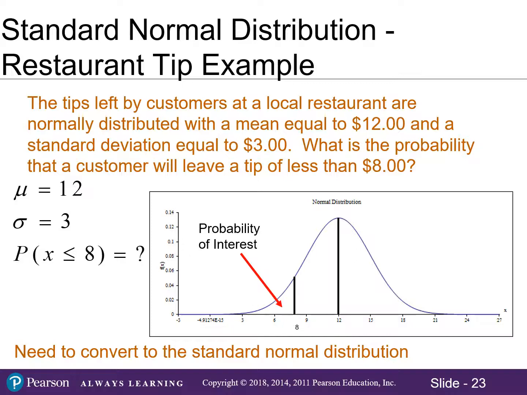Let's look at a left. So this is a little bit different because I'm looking at the area to the left of just one single value on the tables. So I'm going to look at tips left by a customer at a local restaurant with a mean of $12 and a standard deviation of $3. We're going to find the probability that you end up getting a tip of less than $8. So again, my probability or area of interest is right here.